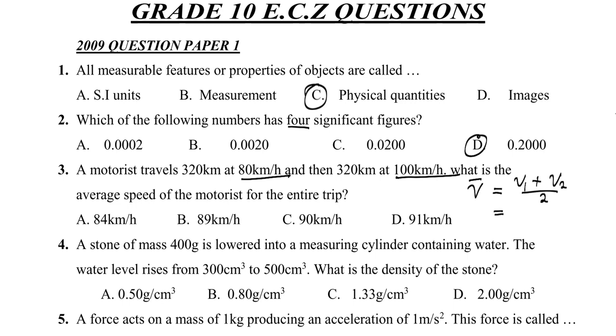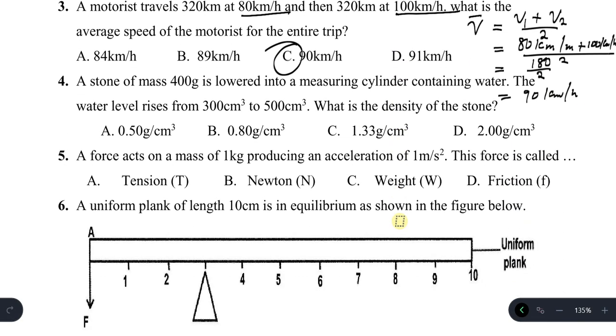So you say equals speed number 1, which is 80 kilometers per hour, plus speed number 2, which is 100 kilometers per hour. So what we are going to do is divide by 2 here. If you add these you get 180, divided by 2, which is 90. So you have 90 kilometers per hour as your average speed. So your answer is going to be C here. Okay, so let's do the other one.